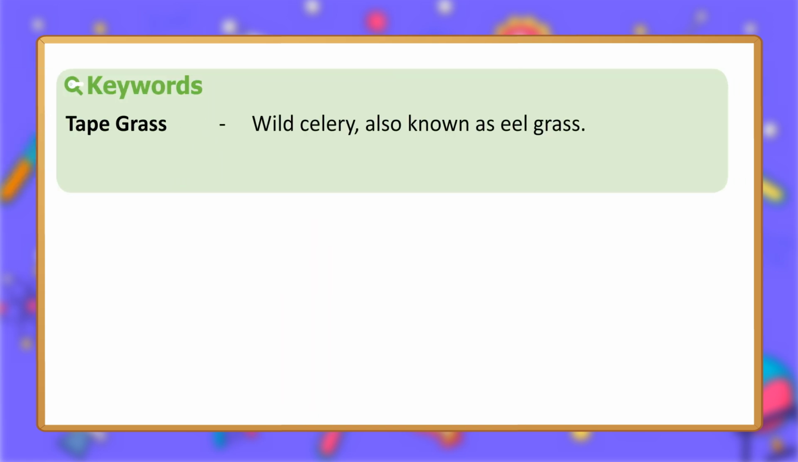Keywords: tape grass, wild celery, also known as eelgrass. Marshy place, soft, muddy and watery area.